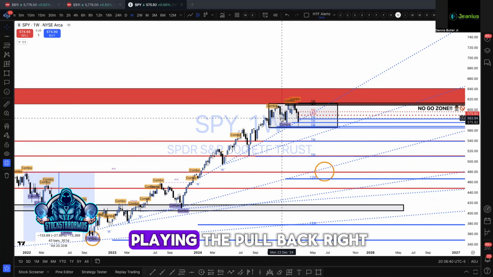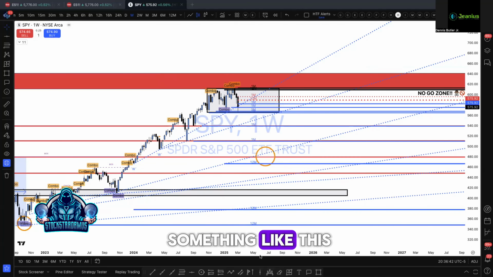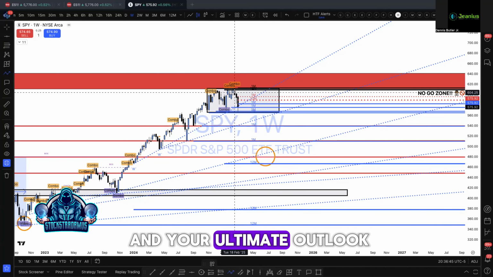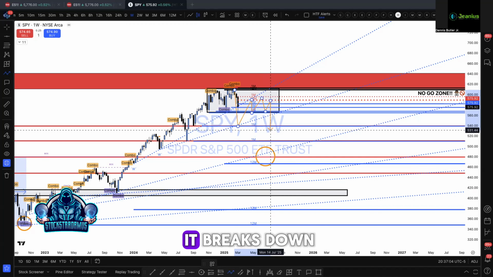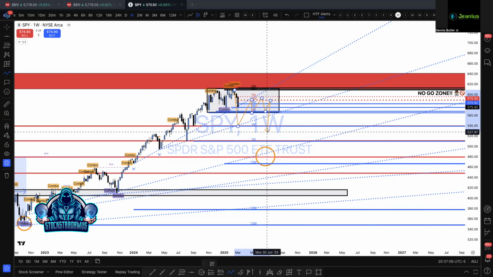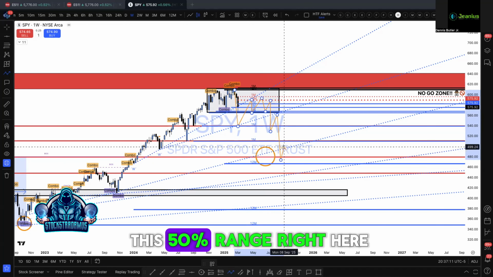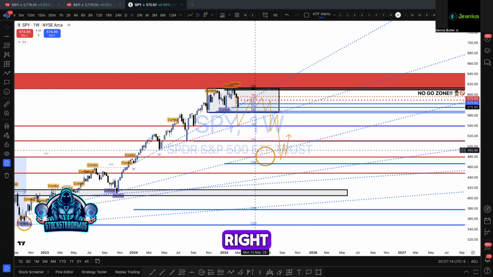So let's say we're playing the pullback, right? Let's say your ultimate outlook would be that it breaks this trend, catches this 28% area here, and pushes up. We assume that it's going to push up and create a lower high. We're just going to assume that it's going to do the exact same thing that it did in 2022. It consolidates a little bit, creates a lower high, and breaks down, continuing the trend downward, basically getting back to this 50% range right here, right?